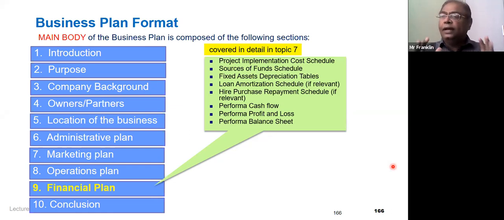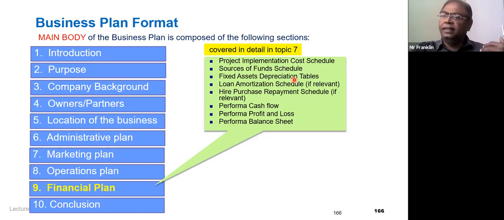So now you need 100,000, but how do you allocate the 100,000? How much for buying equipment? How much for rent? So you need to do an implementation cost schedule. How much do you want to spend? Then second comes the source of fund. Source of fund means how much money is going to be loaned, and how much is the invested capital? Let's say three of us are investing to open up a cake shop. How much money do you need to spend? Who are the investors? How much are you spending, and how much do you borrow from the bank?